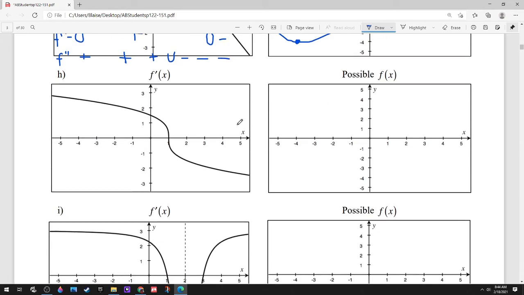Okay, let's look at our next one. Let's see, here's our f prime. So we've got lots of positive values until we hit 1, and at 1 we get a 0. So we've got positive, then we get 0, and then we have negative. Okay, so at 1, we're going up, we're going down. So that means at 1 we have a relative maximum.